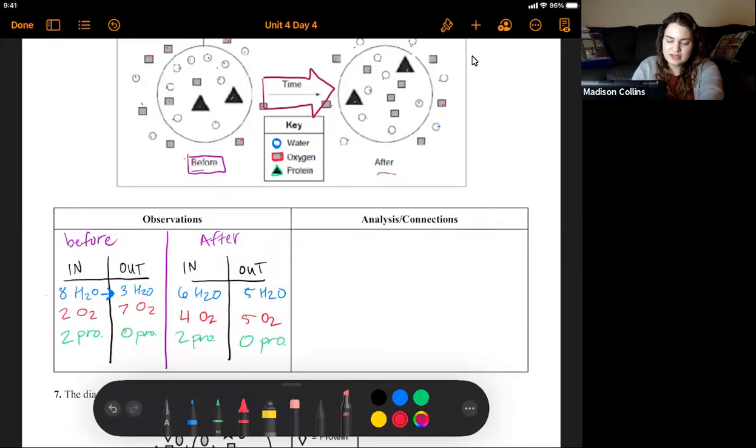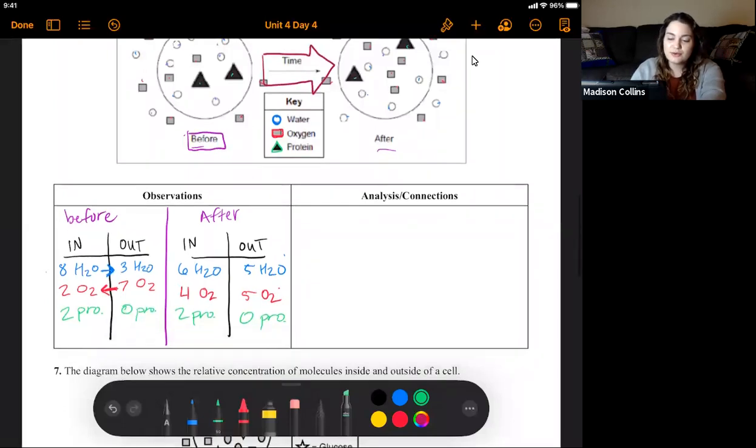So that tells us that oxygen molecules diffused into the cell in order to achieve equilibrium, where we have an even number of molecules on both sides. But here with protein, we see that we started and we ended with 2 protein molecules inside the cell and 0 outside. Normally, molecules want to achieve equilibrium. They want to diffuse across that membrane so there's an even amount on both sides, but protein didn't. Why do you think that happened?